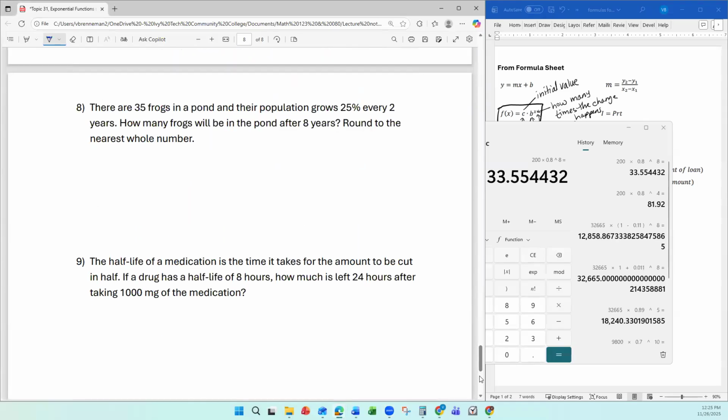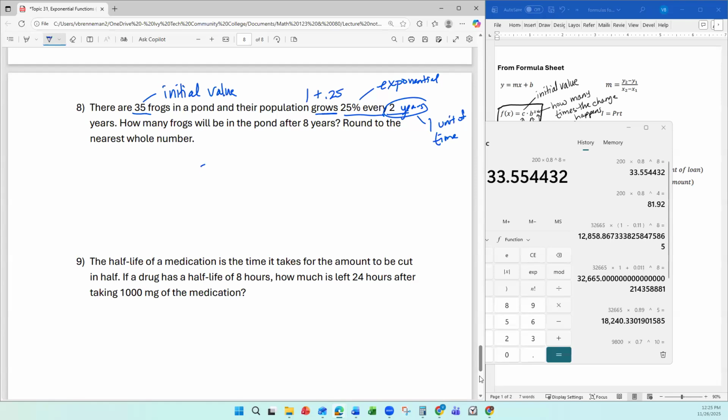So then number 8, there are 35 frogs in a pond. Their population grows 25% every, there's your cue, exponential, every 2 years. Whatever it is, every 2 years means that this is our 1 unit of time. So our time unit isn't years, it is 2-year periods. Grows 25%, so we're going to have a plus 0.25. Of course, the 1 on the front there always. 1 plus 0.25, 35 is the initial value.